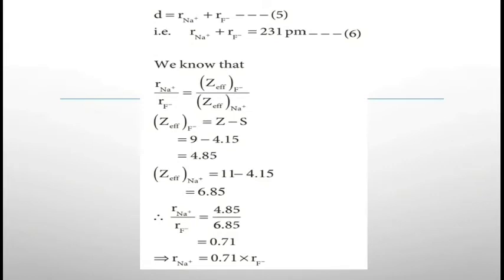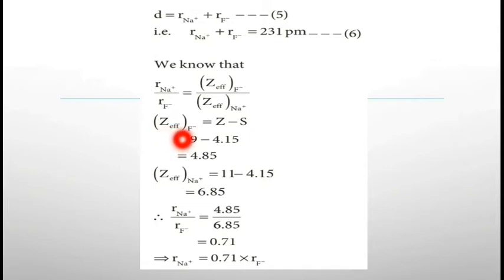For example, we can calculate the radius of sodium ion and fluoride ion by this Pauling's method. He determined the inter-ionic distance between the sodium ion and fluoride ion to be 231 picometer. By his formula, the radius of cation by anion is equal to the effective nuclear charge of anion by cation. Here the anion is fluorine and the cation is sodium. Then you have to find the effective nuclear charge of the anion and cation respectively.